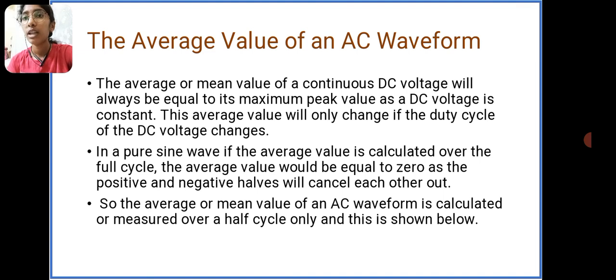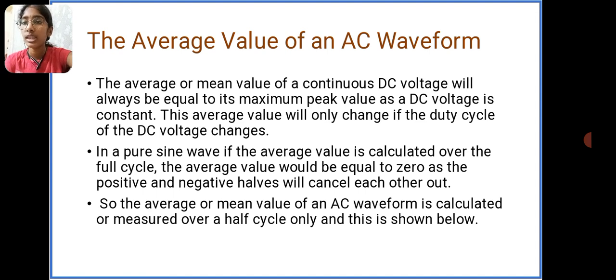The average value of an AC waveform. The average or mean value of a continuous DC voltage will always be equal to its maximum peak value, as the DC voltage is constant. This average value will only change if the duty cycle of the DC voltage changes. If the duty cycle of the DC voltage is changed, then only the peak value will change, otherwise it will be the same.